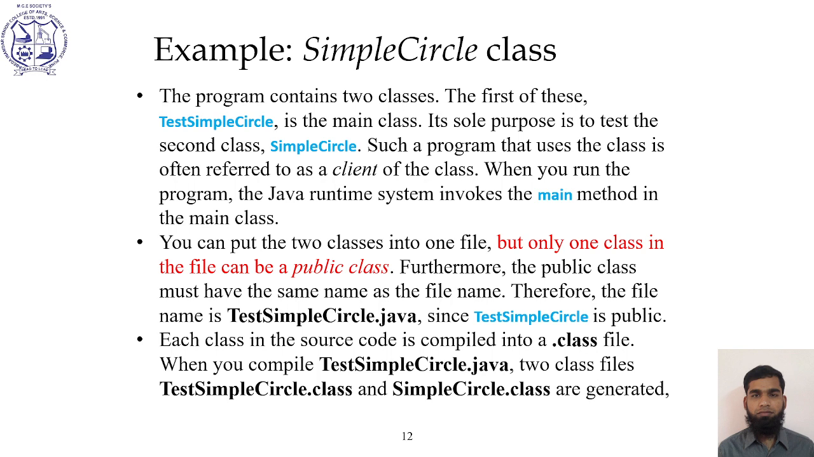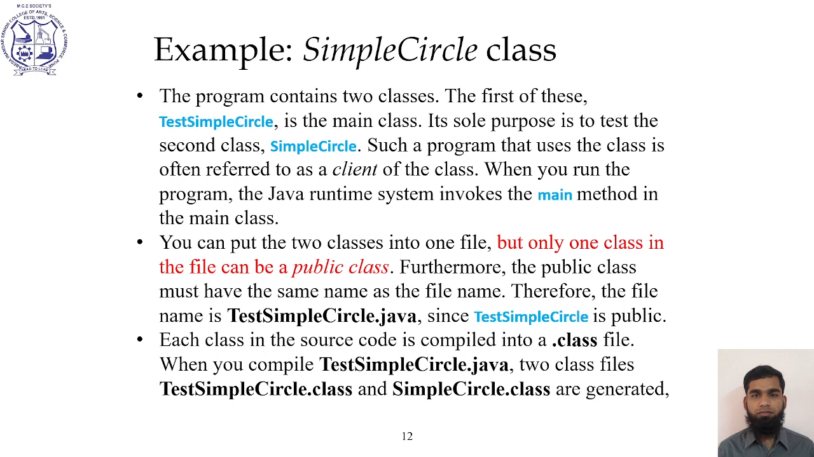When you run the program, the Java runtime system invokes the main method in the main class. You can put the two classes into one file, but only one class in the file can be a public class. Furthermore, the public class must have the same name as the file name. Therefore, the file name is TestSimpleCircle.java.